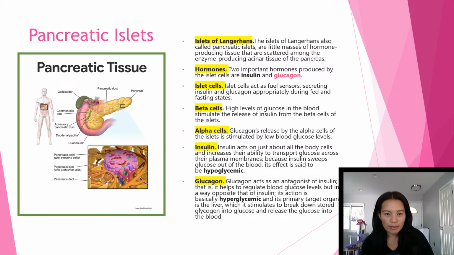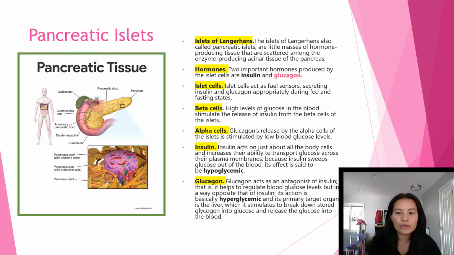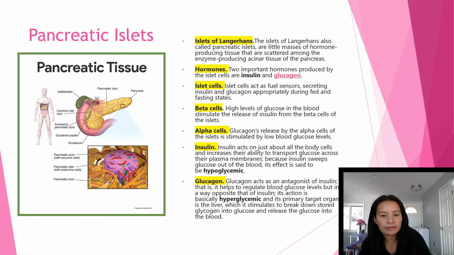First we're going to talk about the islets of Langerhans. I already mentioned that the islets of Langerhans are also called pancreatic islets, and they are little masses of hormone-producing tissue that are scattered among the enzyme-producing acinar tissue of the pancreas. There are two important hormones produced by the islet cells, insulin and glucagon. They are both responsible for glucose, or sugar, in your body. Islet cells act as fuel sensors, secreting insulin and glucagon appropriately during fed and fasting states.